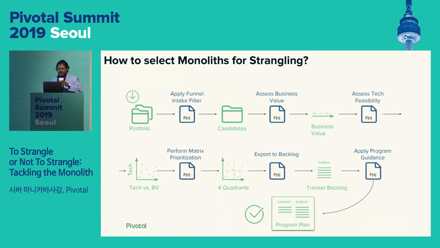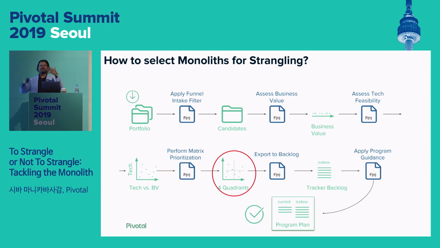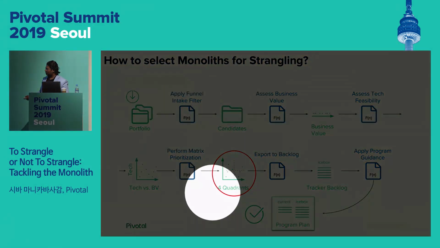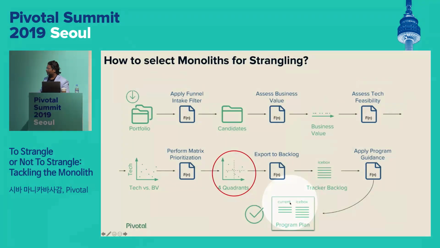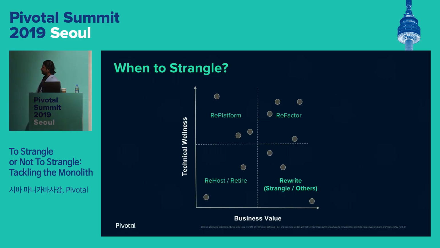Gartner calls it the time quadrant. We call it the re-matrix. But essentially, that is absolutely key to determine which application needs what type of strategy, right? And then we bring it to a backlog of how to work through, especially if there are multiple applications. But let's say there's just one application, and it's a big application, and you're trying to figure out when to strangle.